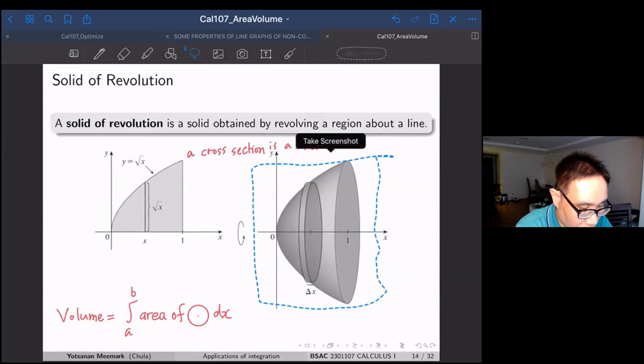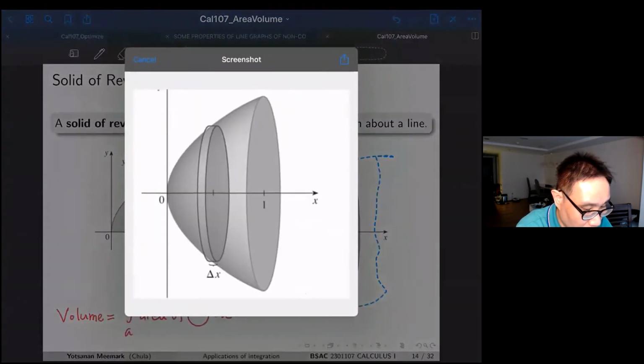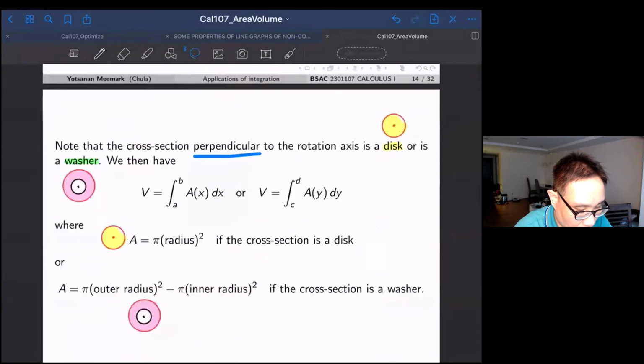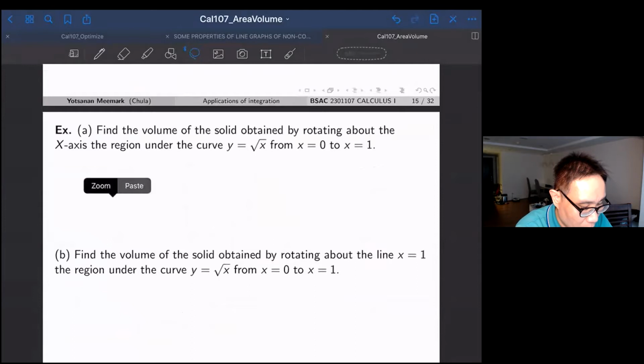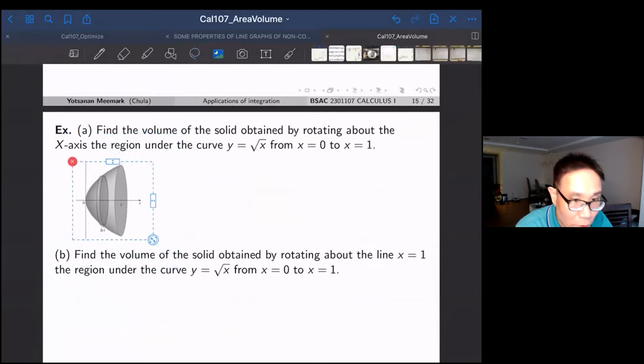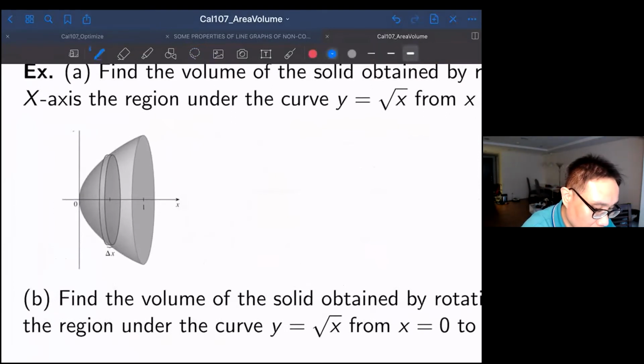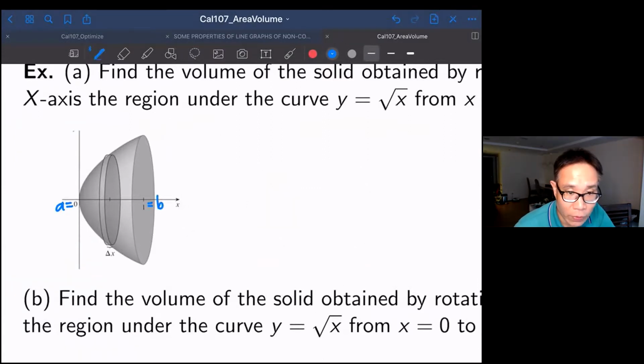Okay, so let me just take the screenshot for this one, and I'm gonna put it here. So you see from this picture that it's gonna be the interval A, B. So you have A equal to 0 and you have B equal to 1.